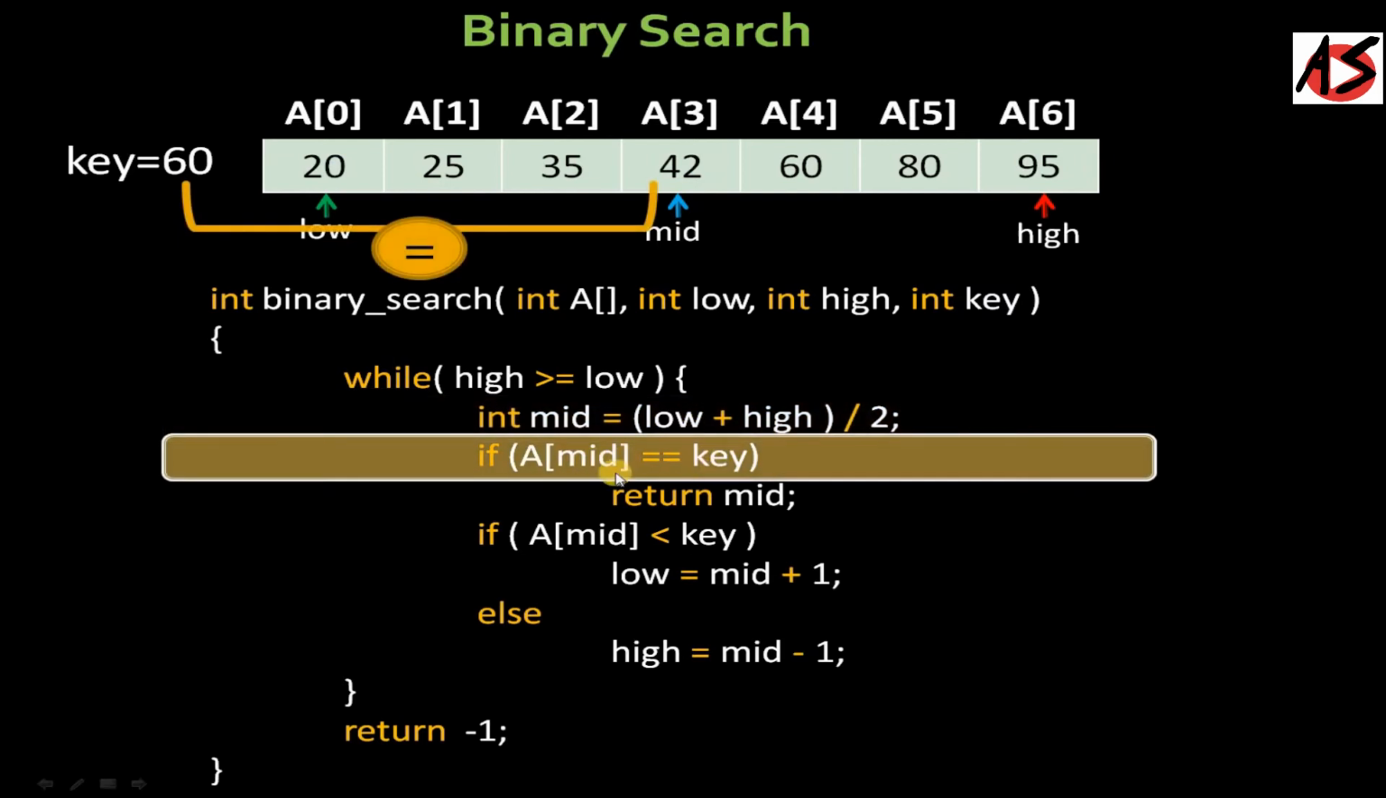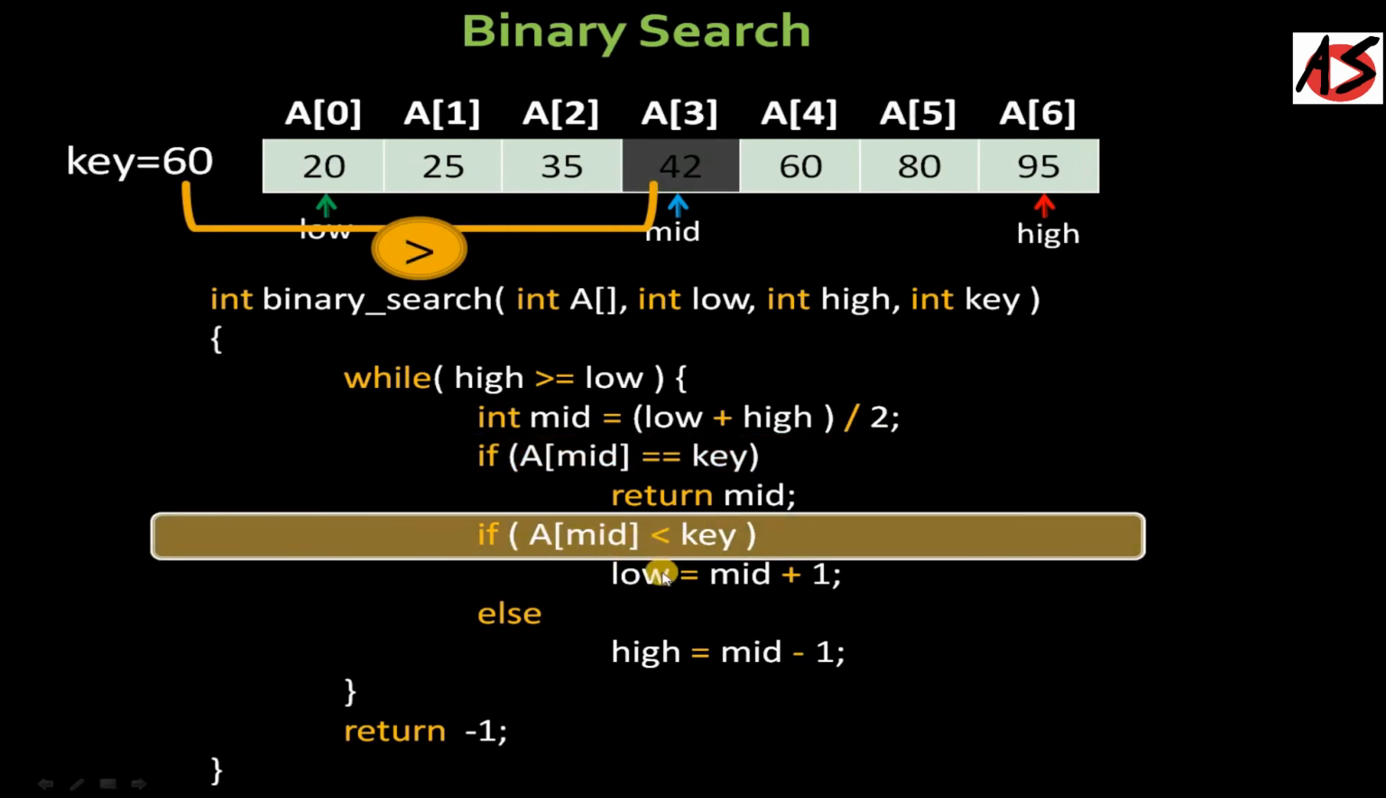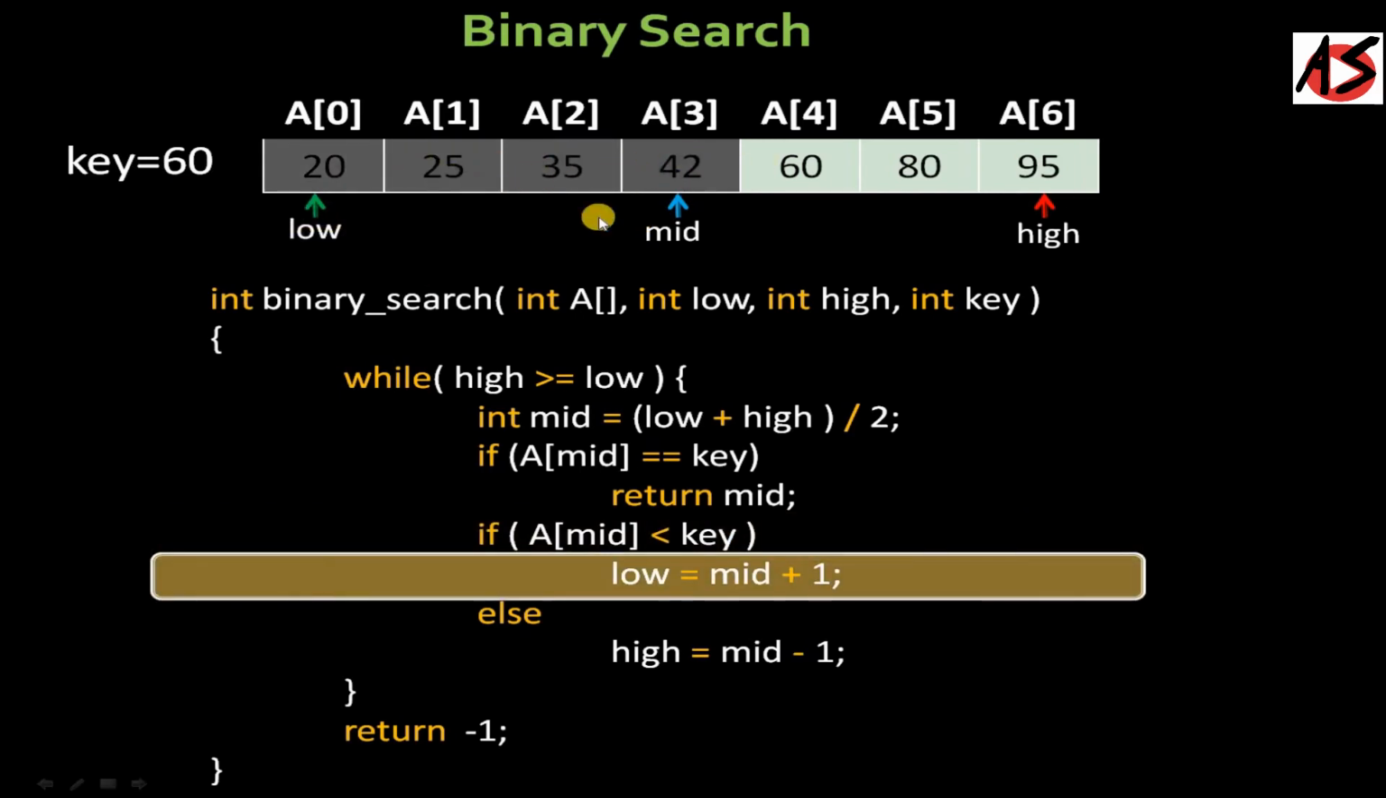Now you check the if condition, that is whether your middle element is equal to key. Here you can see 60 is not equal to 42. Then you check the second condition, that is whether your key is bigger than the mid element. Here you can see 60 is bigger than 42. So from this you can understand your key is not available before this element, so you eliminate the possibility of the first half of your list.